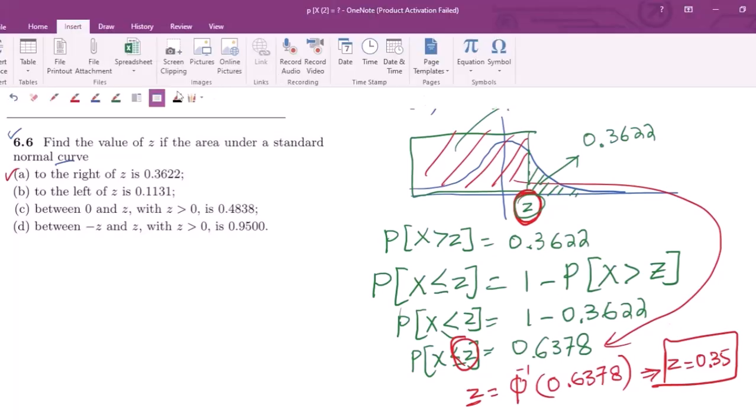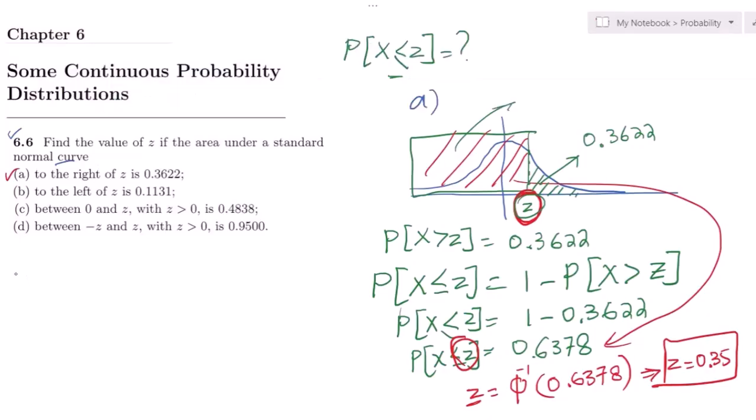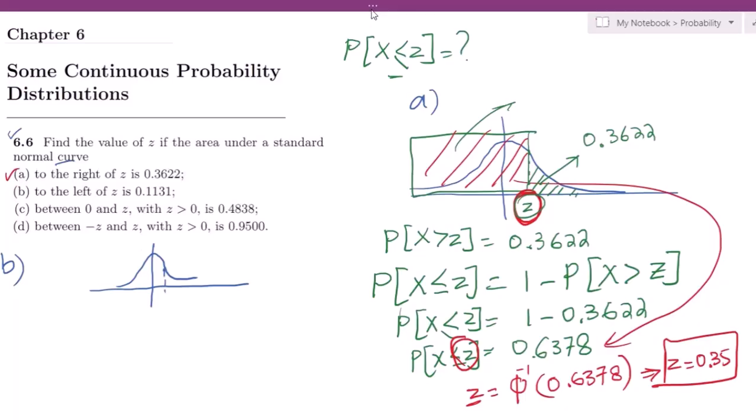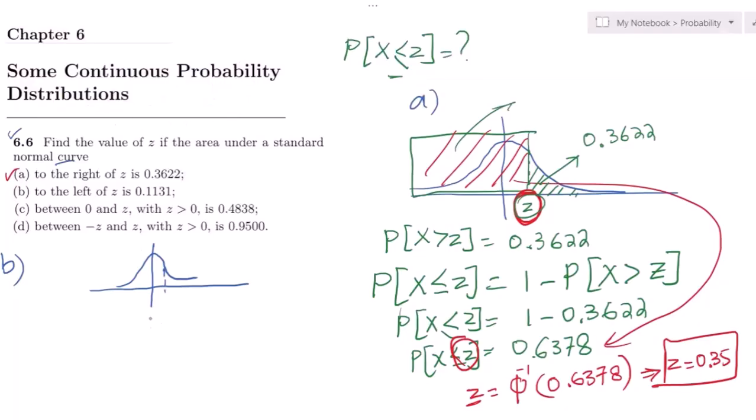Now let me move to part B. To the left of z is 0.1131. Again we have this distribution, the z distribution. We have here this z, and to the left of it is all of this, and this is 0.1131, which means this is the probability that x is less than or equal to z, and this value is already given.